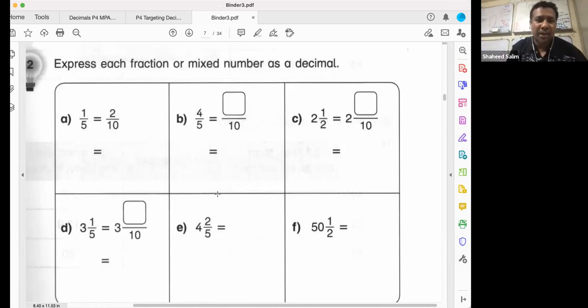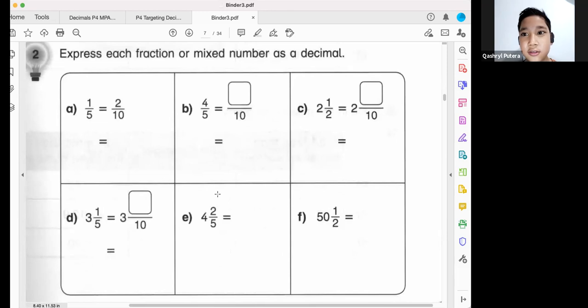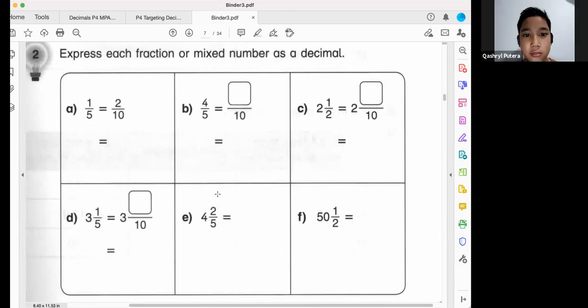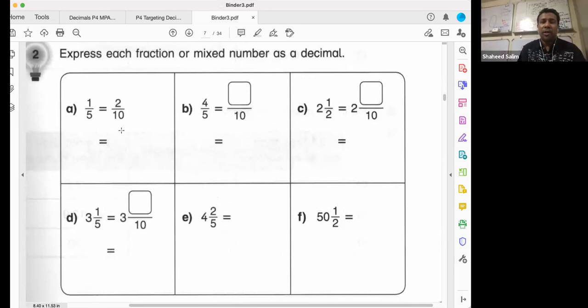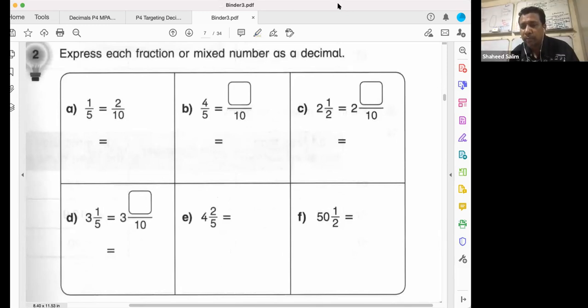All right, let's try question 2, A, B, C, D, E, F. You need to change them to decimal. I just want your decimal answer only. But in order to change to decimal, you need to change to base 10. You must change to 10 first. How to change? Times 2. What must you do? What you say, Shafia? I cannot hear your voice. How do we change?